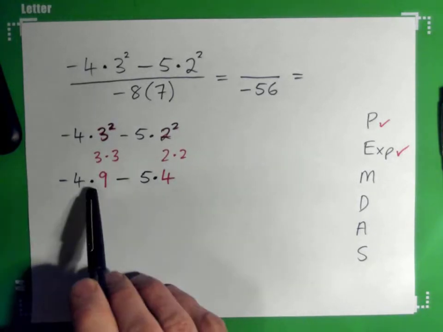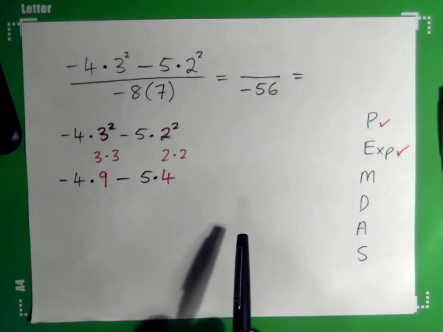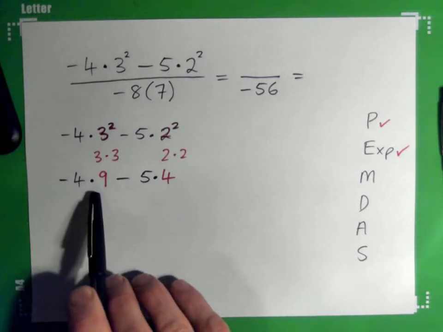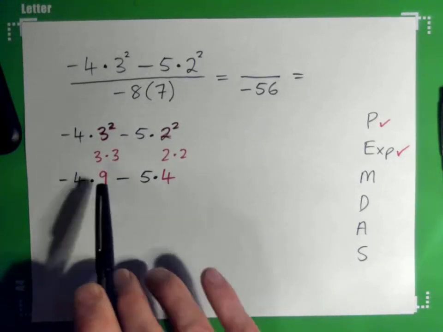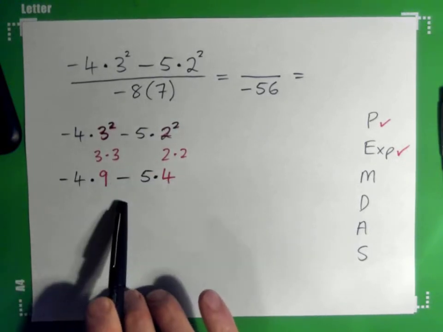This is multiply. That's subtract. This is multiply. What should we do first? Multiply. In fact, we have two multiplications, this one and this one. We should do these and then we can subtract. Does that make sense? Okay.